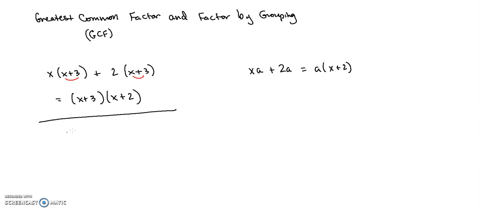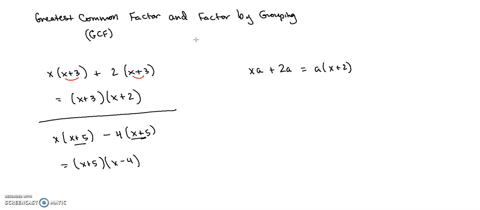Let's try one more. Let's say we've got x times (x plus 5) minus 4 times (x plus 5). So see here the common factor is x plus 5. It matches in both terms. So we can factor that out to the front. x plus 5 gets taken out to the front, and we're left with x minus 4.